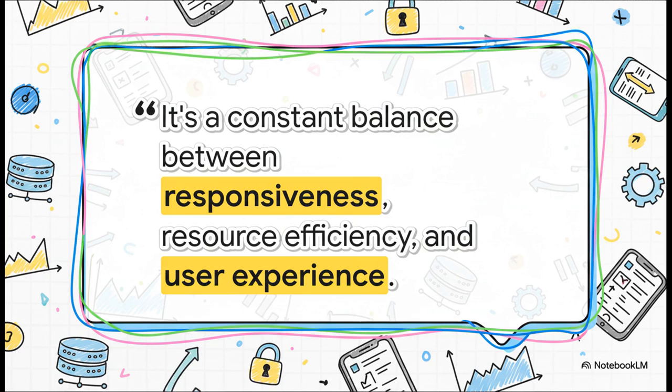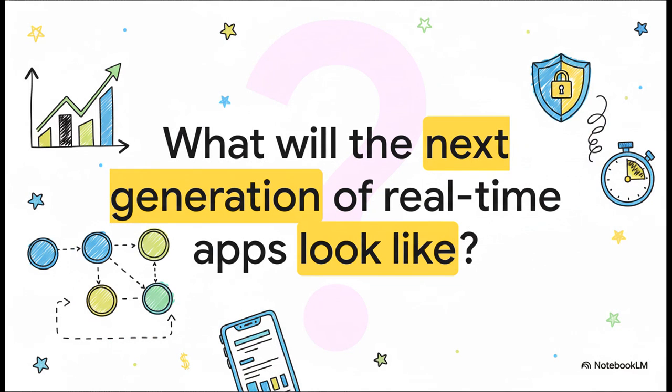And at the end of the day, every single decision comes back to this. It's a constant series of trade-offs between making the app feel incredibly responsive, being efficient with your phone's resources, and creating the best possible user experience. And all this just leaves you with a fascinating question, right? As data gets even faster and our expectations for real-time interaction just get higher and higher, what kind of new engineering challenges and what kind of brilliant new solutions will the next generation of these apps bring?